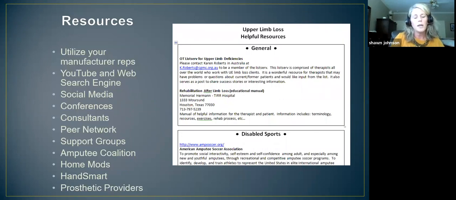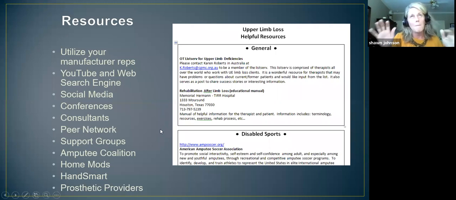I think that YouTube and web search engines are another great resource. Social media is amazingly helpful in support group aspects, maybe not so much others. There are conferences out there, whether they're annual or triennial, or virtual. You can also find the various consultants that are out there, the peer networks, support groups, Amputee Coalition. You also want to find out if they need anything with home modifications.